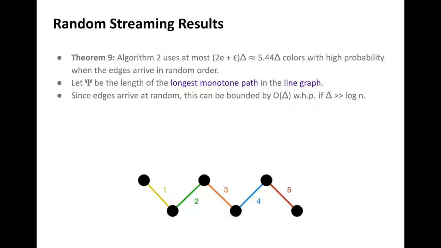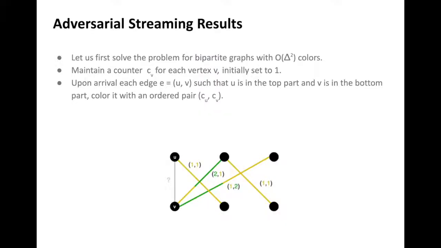Also note that the figure shown on this slide shows that if the edges arrive in an adversarial order, this specific algorithm performs very poorly. In fact, if you continue this path and the edges arrive in the order of the path, you will need to use n colors, while the maximum degree is only 2. Therefore, for the adversarial case, we need to come up with a completely different algorithm.